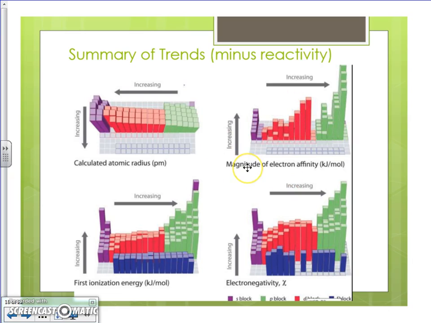You don't need to know this one, we'll just cross it out. You can draw your own trend for ionic size. First, ionization energy trend looks just like our electronegativity. Atomic radius is here. Remember, we also have trends for reactivity of metals and nonmetals, as well as ionic size.